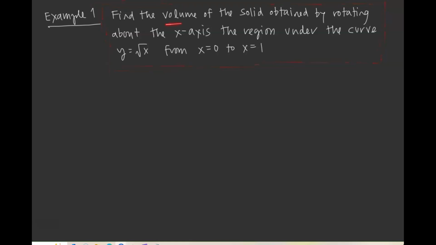We'll be asked to find the volume of a solid obtained by rotating about the x-axis. So we're always told, what is the axis of rotation? Is it the x-axis, the y-axis, maybe some other random line? So find the volume of the solid obtained by rotating about the x-axis, the region under the curve, y equals square root of x, from x equals 0 to x equals 1. And this is the curve that we were just looking at, but now we're going to actually go ahead and calculate what that volume will be for this curve.